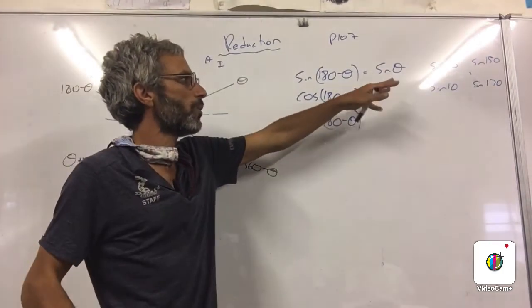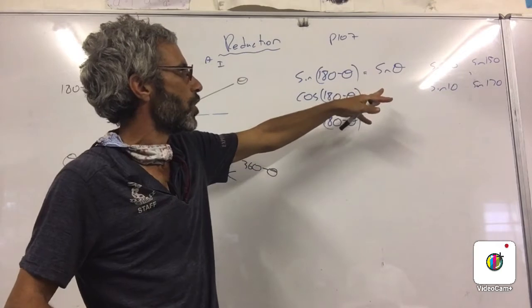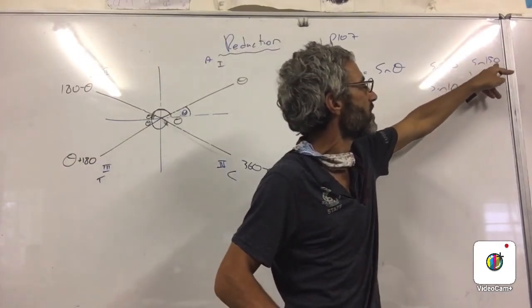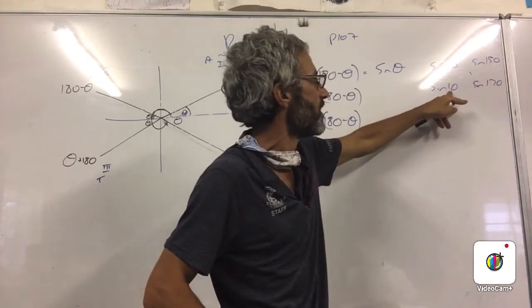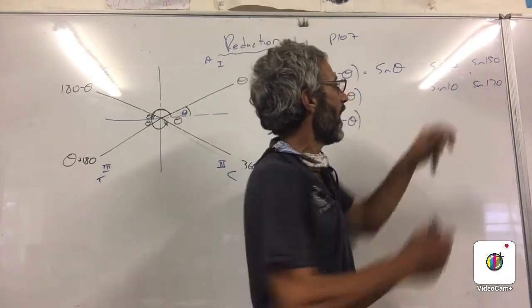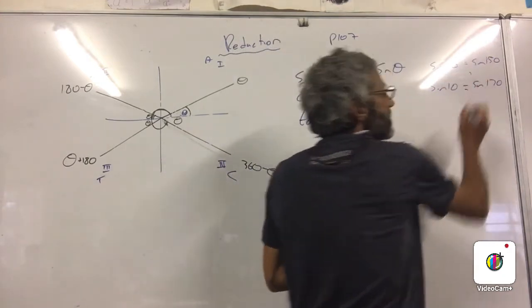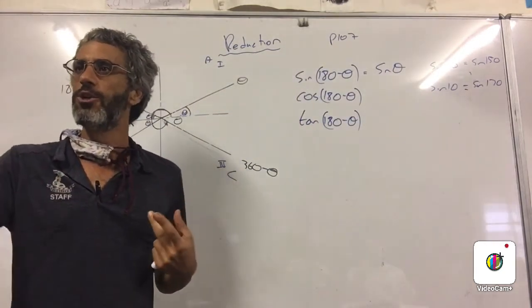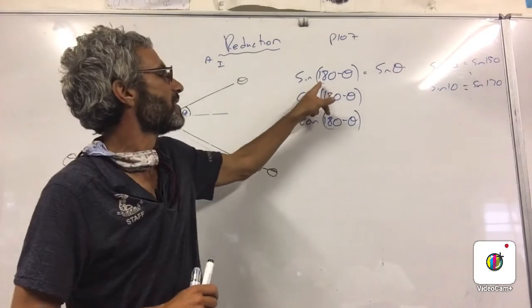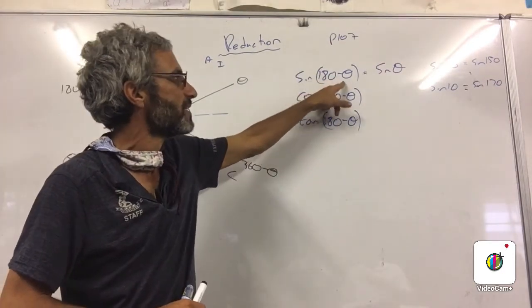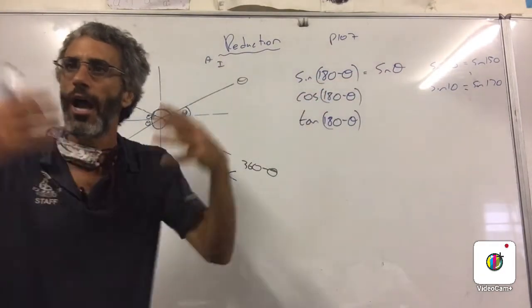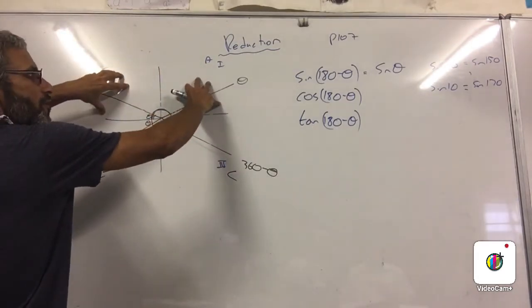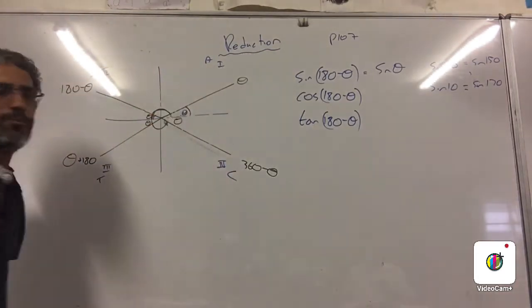So what we did when we paused the video, we tried different angles. When theta is 30, 180 minus theta is 150. When theta is 10, 180 minus theta is 170. And we found that they're always the same. You can try that with any angle theta. If you take the sine of 180 minus theta, you're always going to get sine theta. That's not a coincidence, because both of these live in the first and the second quadrant, so the sign is going to be positive.